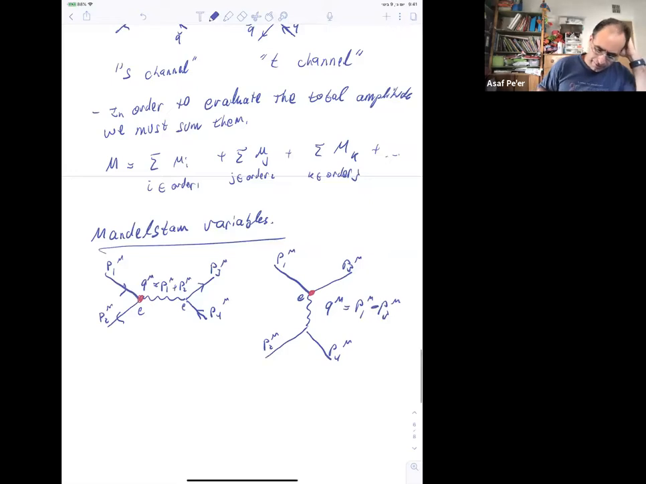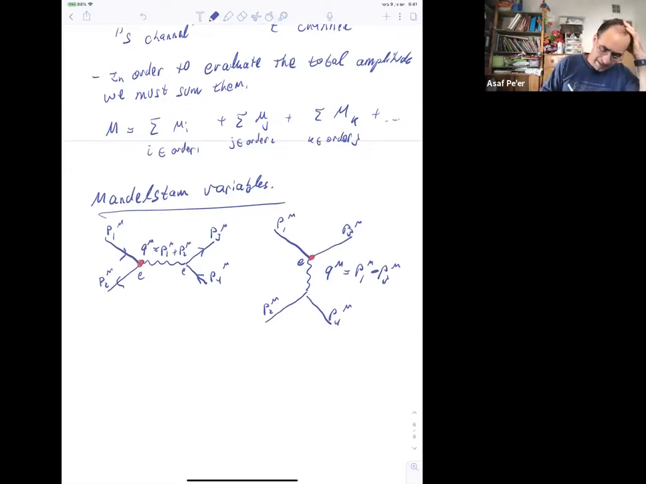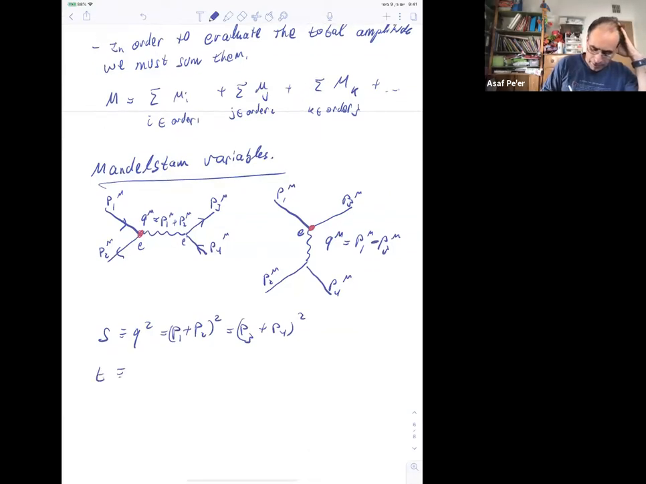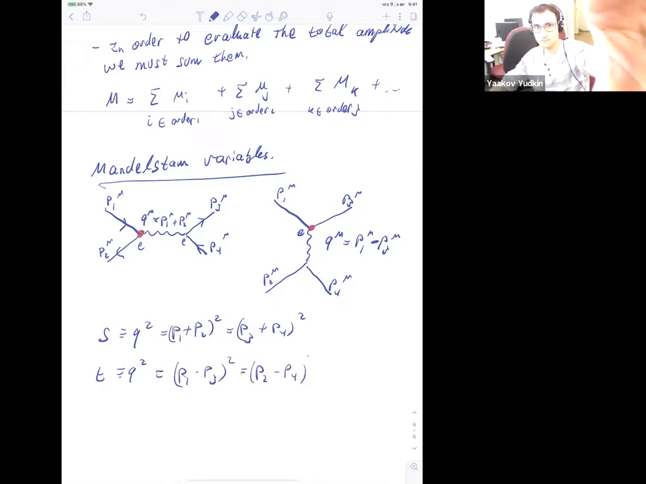So that's the origin of the definition of the Mandelstam variables, right? The S is just Q squared. So this is just P1 plus P2, I'm omitting the mu, squared. And of course, this is also P3 plus P4 squared. And the T, again, this is also the Q squared of the T-channel diagram. So it's P1 minus P3 squared, which is also P2 minus P4 squared.